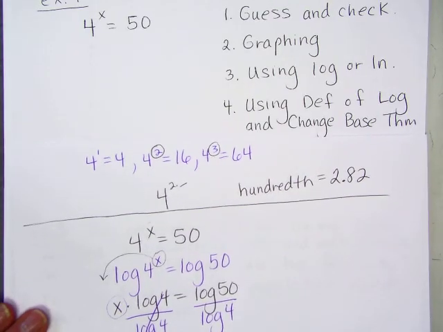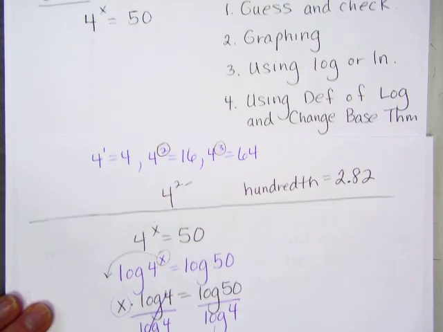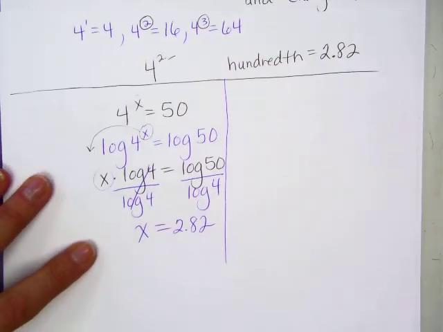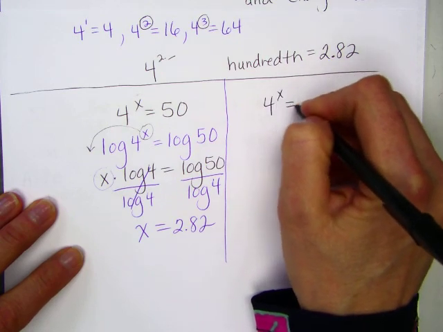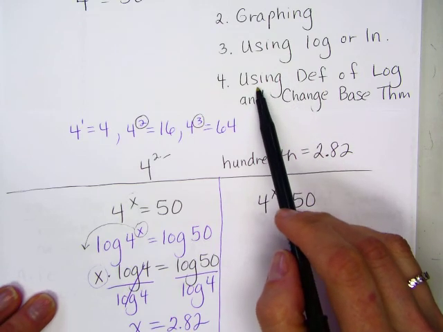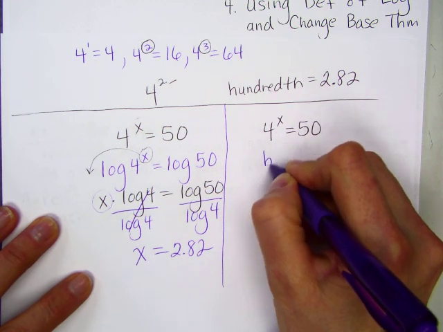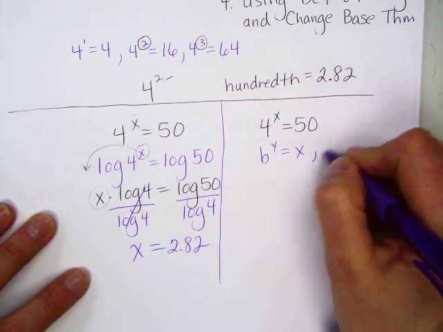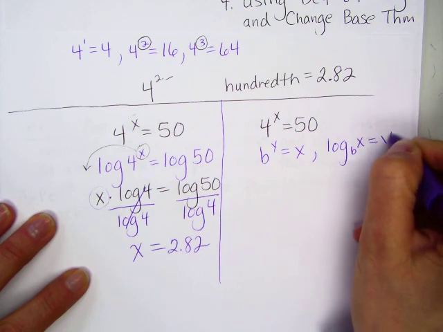And the last one, in case we're not sure our answer is right yet, using the definition of log and the change base theorem. I'm going to kind of divide my paper here because I want you to see that these work out very similar. Again, if I write the problem down, 4 to the x equals 50. The first part of the strategy says use the definition of log. Well, that's this. If b to the y equals x, which is kind of what we have, an exponential one, then the log base b of x equals y.